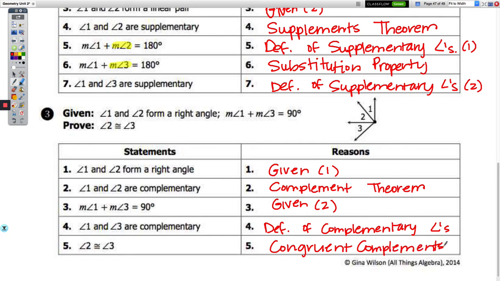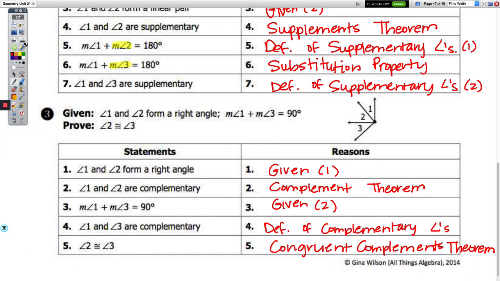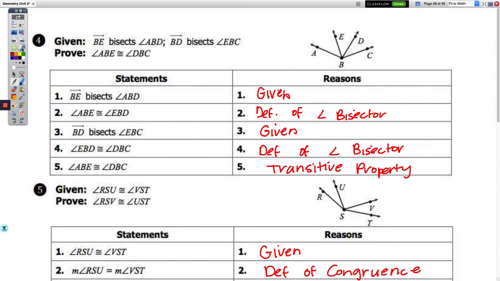What I'm going to allow you to do now is work on numbers 4, 5, and 6. So if you are at home, pause your video and work on numbers 4, 5, and 6. This is what you should have for number 4.